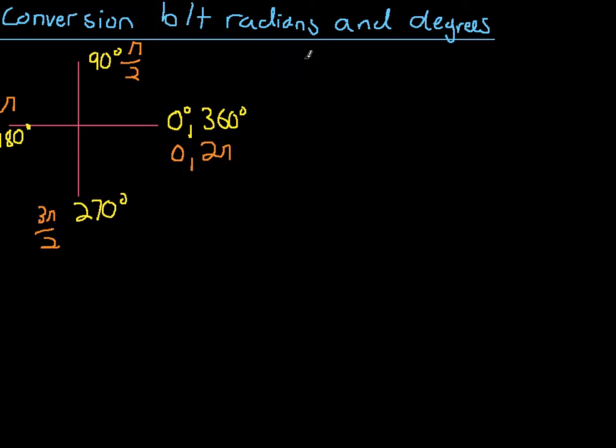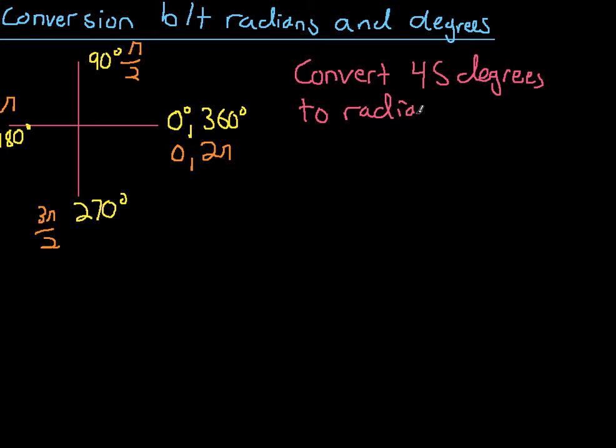So let's say I wanted to convert 45 degrees to radians. Well, what I want to do in order to do this is set up a proportion. That proportion is going to be pi over 180 is equal to x over 45.